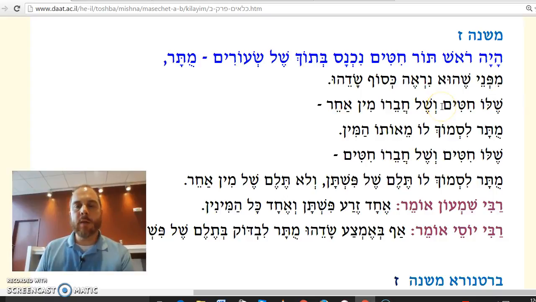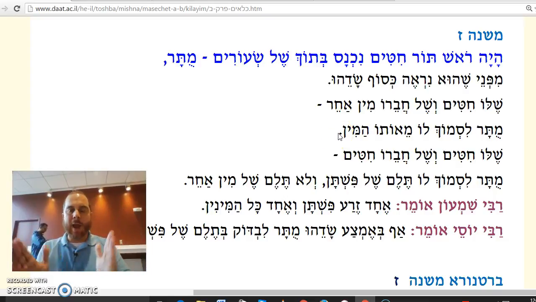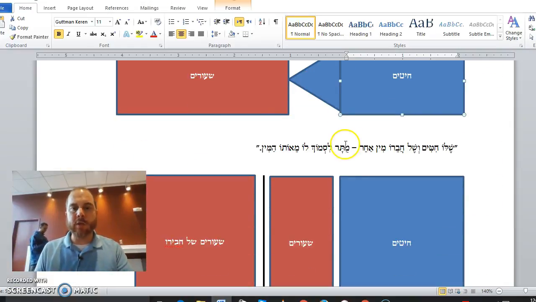Shaloch chitim v'shel chaveiro min acher. If I planted wheat and my friend has another min, another species, mutar li smoch lo me'otzo hamin. I can make my wheat adjacent. I can begin my field adjacent to his field from the same species. Let's look here, back into the pictures.